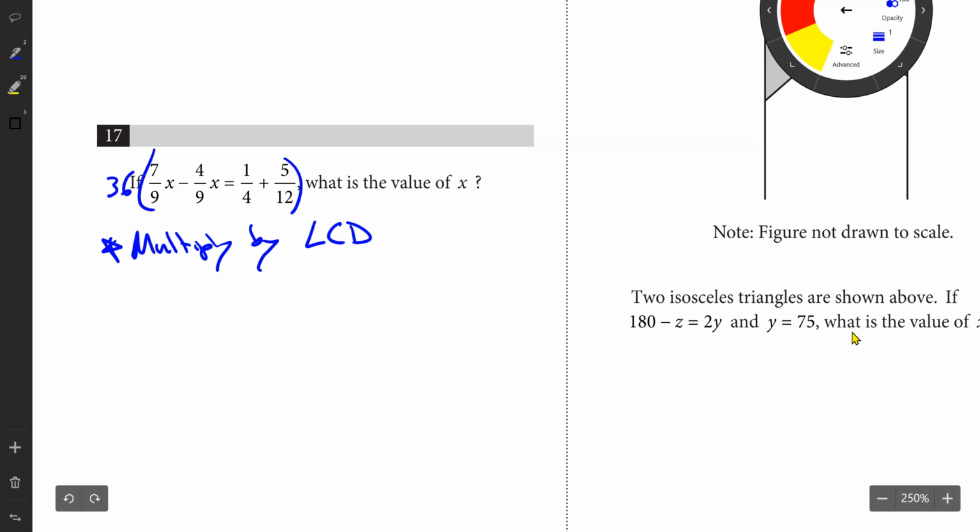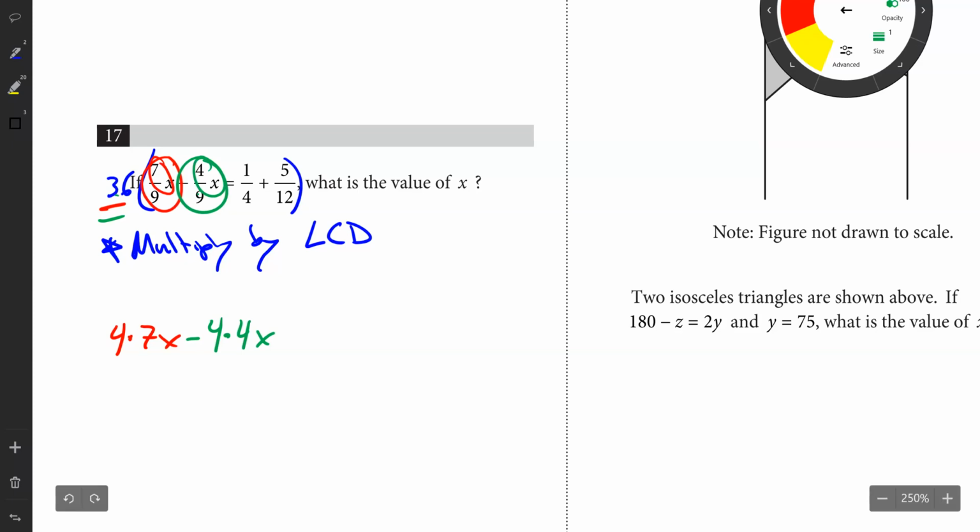So what you do is you go through each one. So like if I do 36 times this first fraction, okay, the 36 and the 9 are going to reduce to a 4, a multiple of 4 still. So I'm going to get 4 times 7x. Okay, and then if I go to the next one, minus, again, the 36 and the 9 are going to reduce to a 4. So I'm going to have 4 times 4x again, because you've got this 7x here and this 4x here.